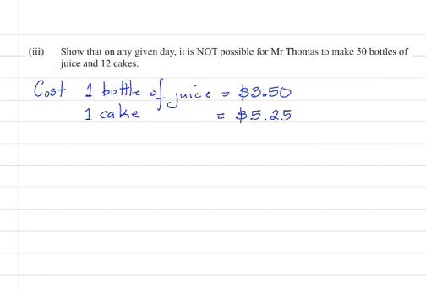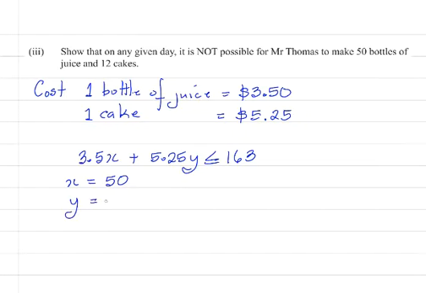All right. First of all, we have 3.5x plus 5.25y must be less than or equal to 163. Now, if he makes 50 bottles of juice, it means x would be equal to 50. And if he makes 12 cakes, it means y would be equal to 12. So first of all, these two figures are in line with my first condition. The first condition is that x must be greater than or equal to 20 and y must be less than or equal to 15. So x being 50 and y being 12 is in line with my first condition.